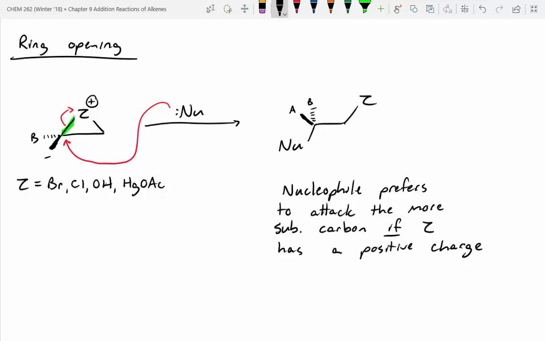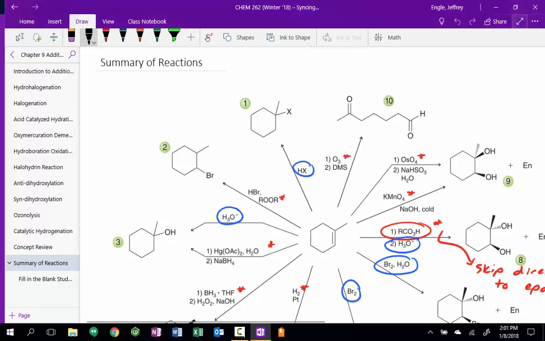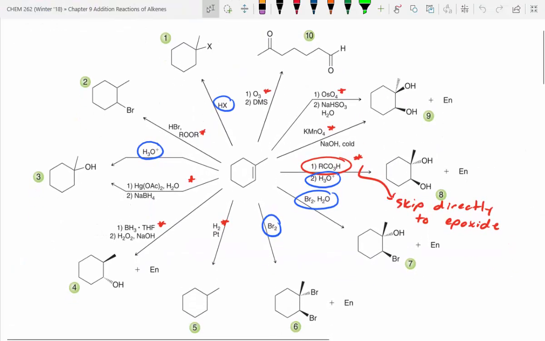Okay. All right. So one thing I really like to do at the end of every chapter is to look at the summary of reactions at the end of the chapter. It looks very overwhelming, because it is. But what I've done is I've tried to identify the mechanisms I really want you to know. So in this case, the blue circled mechanisms are the ones I want you to know from start to finish, right?